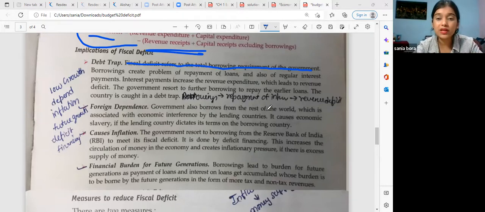Government also borrows money from rest of the world. Rest of the world means apart from India, they are taking money from other institutions, which is associated with economic interference by the lending countries. Now, for example, I have given you money.